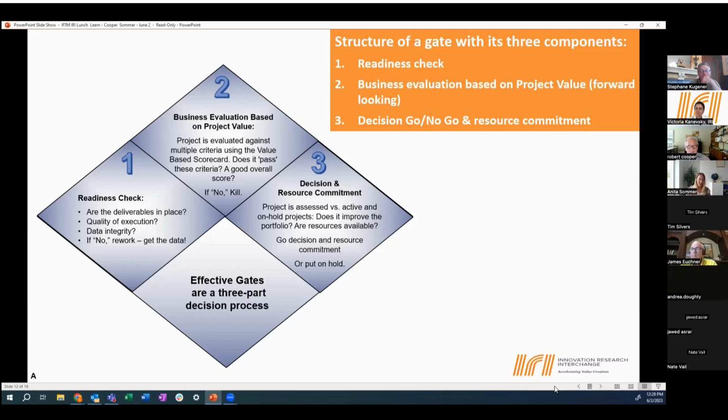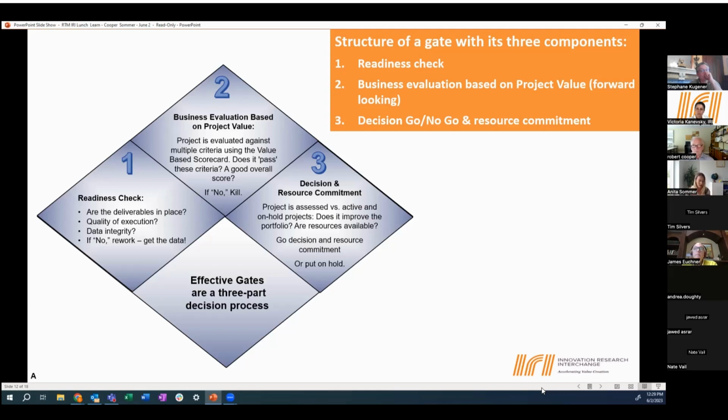Right. So the second one is the business evaluation based on project value. So not the process. Are we on time? Are we on budget? Are we on scope? But rather, what is the value that the project is bringing? And that's actually quite a shift for a lot of stakeholders that are used to just making sure that you follow the process you set up in the beginning, but never even asking about the value. What is the value that we really want to create here? So that is a shift in mindset.